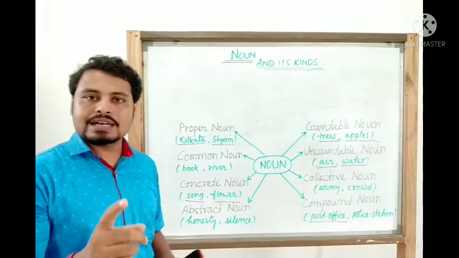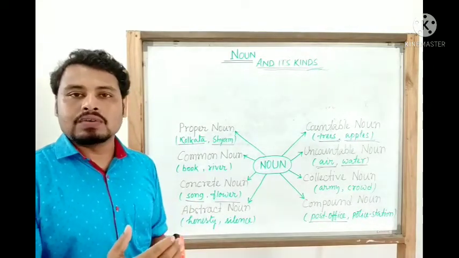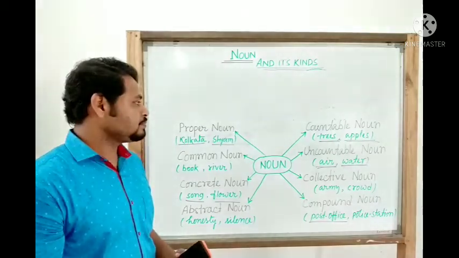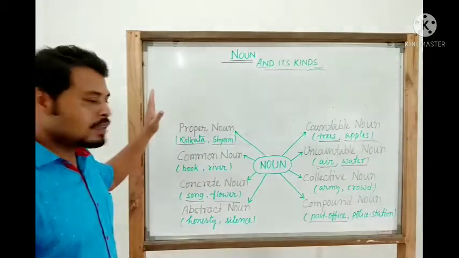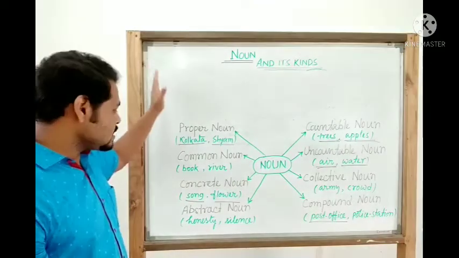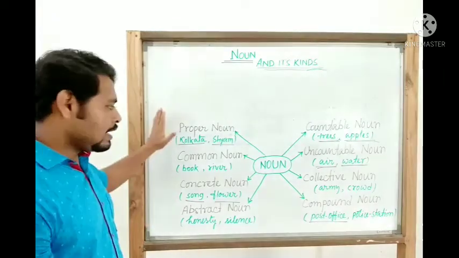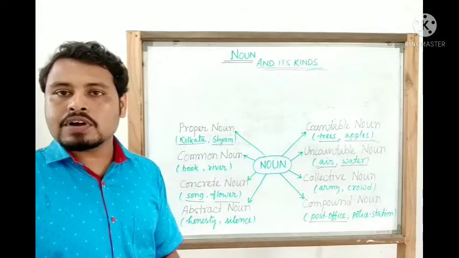This is not a single noun. Two nouns are joined to form a single noun, for example, post office, police station, etc. So hope you have understood a noun, its definition, along with all 8 categories of noun, and hopefully this is pretty clear.